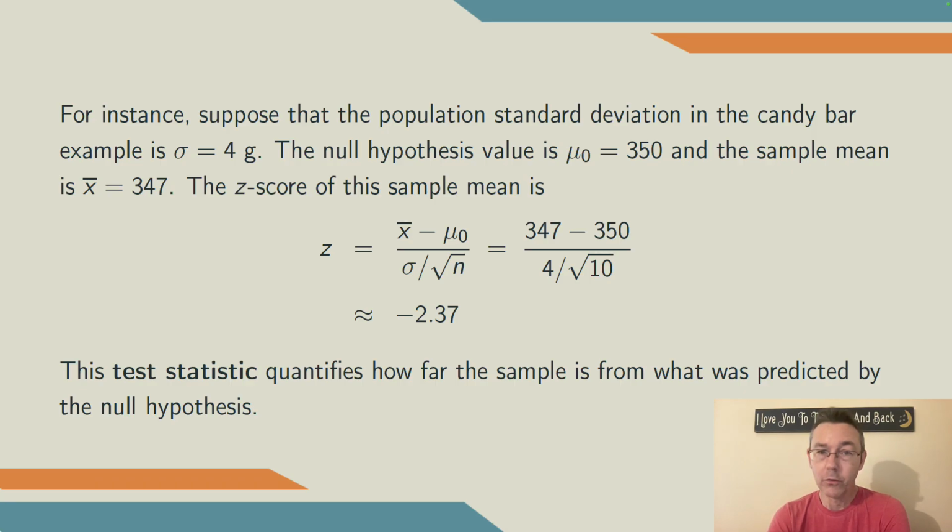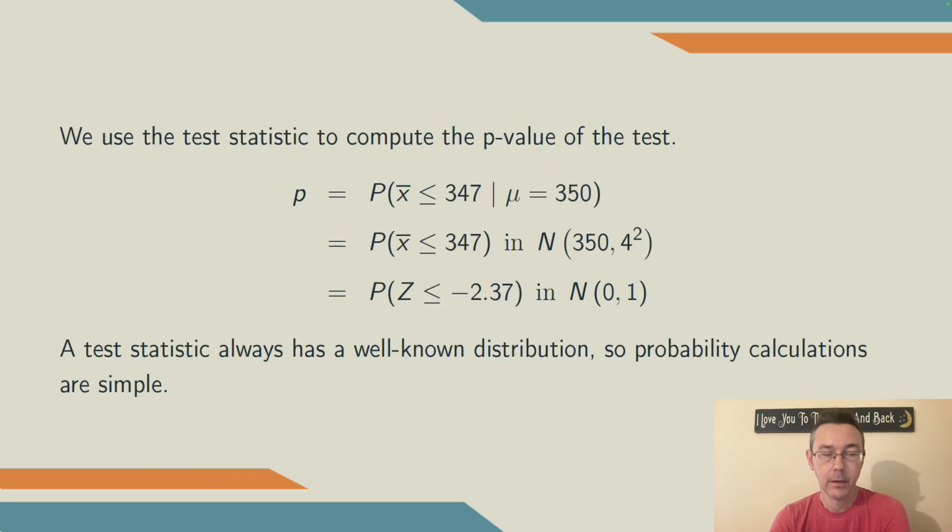We call this z-score a test statistic. It quantifies how far the sample is from what was predicted by the null hypothesis. And we can use that to compute the p-value of the test, the probability of getting sample data less than or equal to what we got, given the null hypothesis.